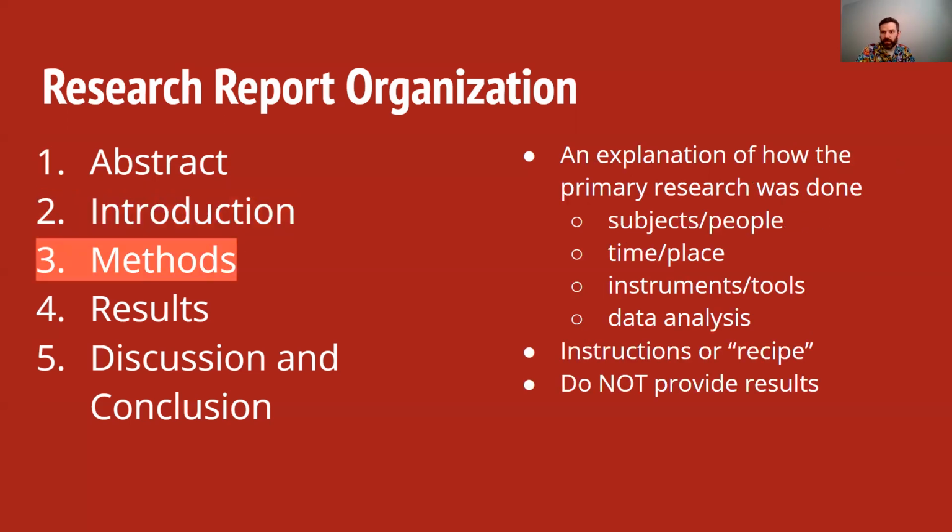Now, the next section is the method section. This is an explanation of how you tried to answer this research question using some primary research. You've already explained your secondary research in the introduction section. So the method section becomes about describing the process of how you further answered your question through primary research.